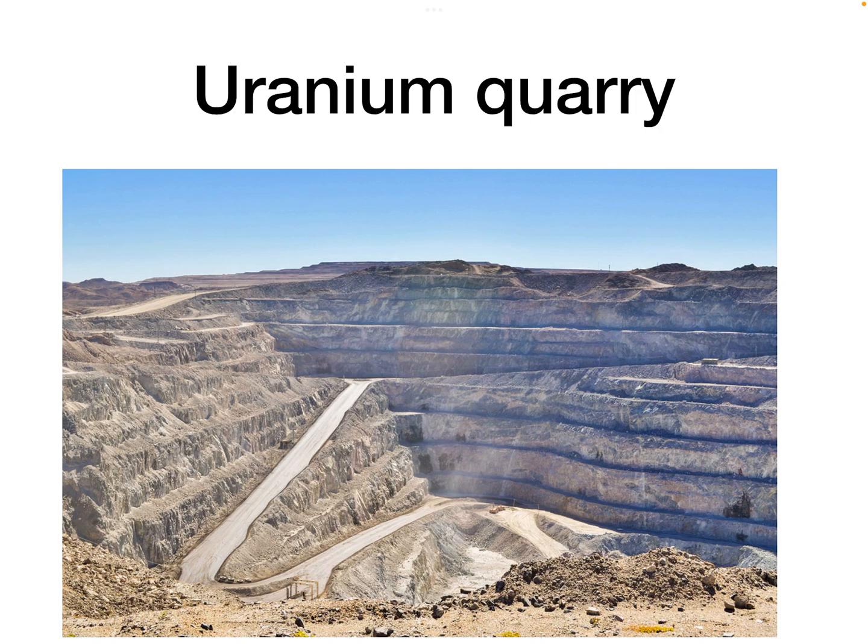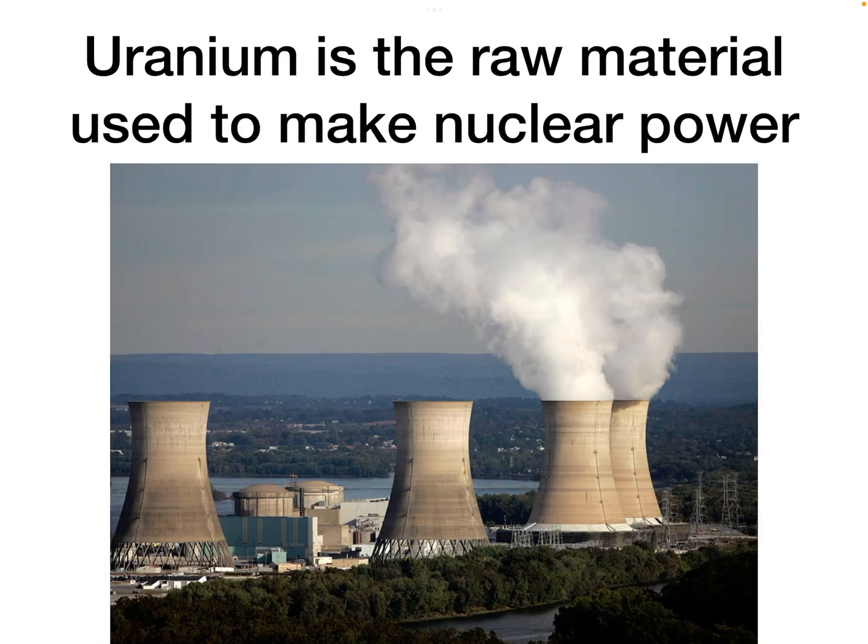Okay, so uranium is rock, it's quarried out, and it's really, really cheap to buy it. So you quarry the uranium rock out of the ground, you bring it to the factory, you burn it basically, and you are converting it into nuclear power.